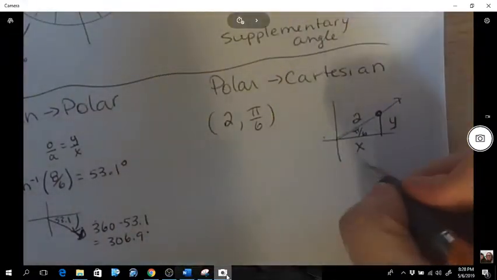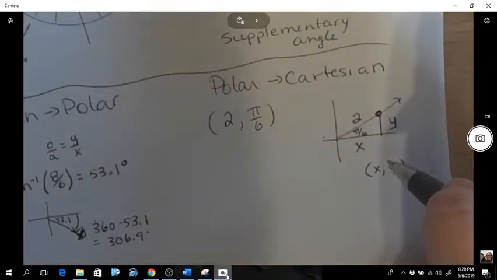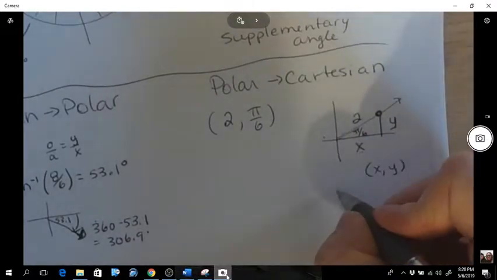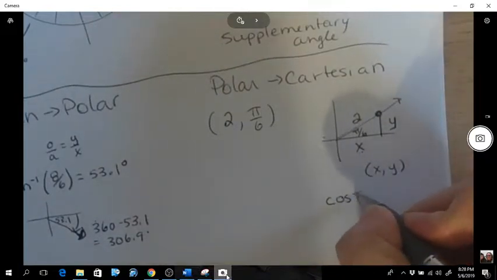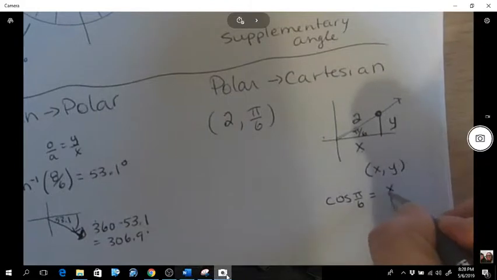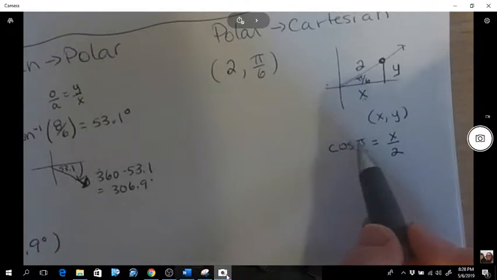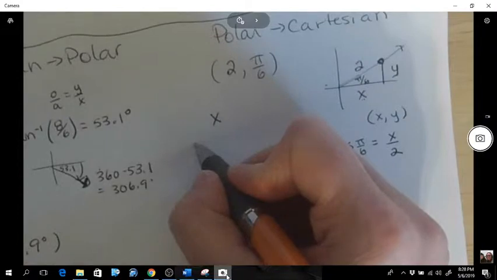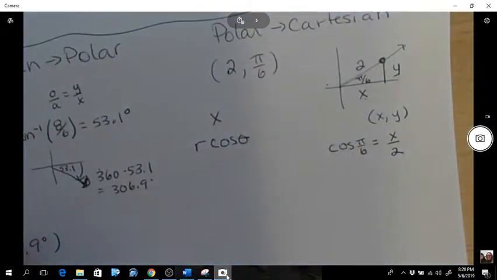Okay, so in order to get a Cartesian point, we're going to go x comma y. Looking at a right triangle in SOHCAHTOA, to get the x, I'm going to set it up that it would be talking about the cosine ratio. So the cos of pi/6 is equal to x/2. Does it make sense that to get the x coordinate, you're going to take the r times the cos of the angle? Okay, do you see it?